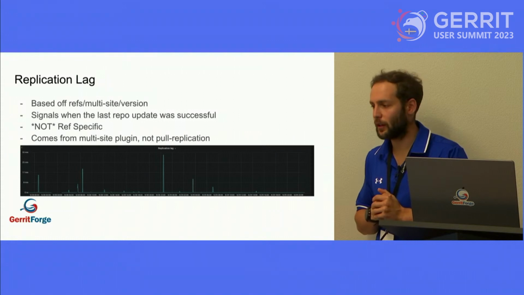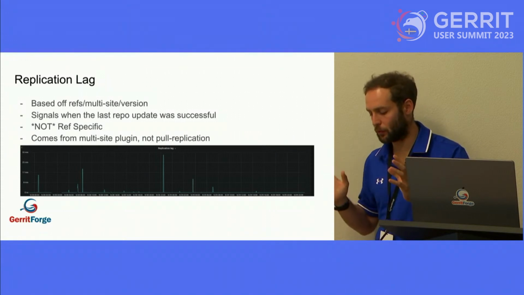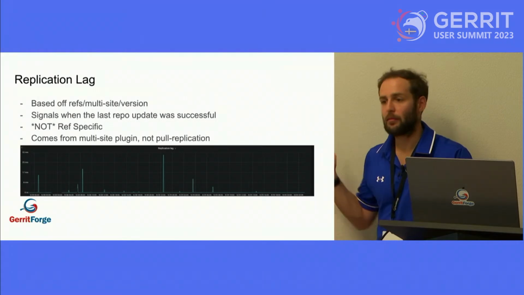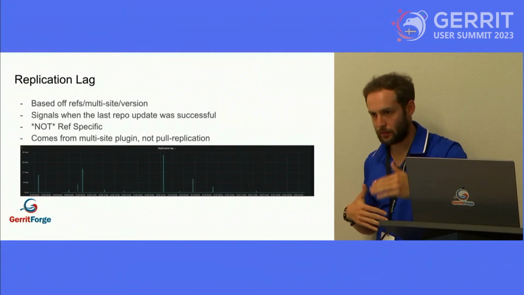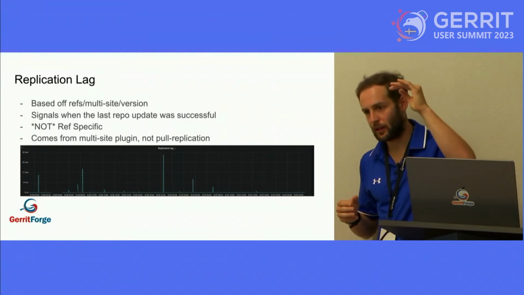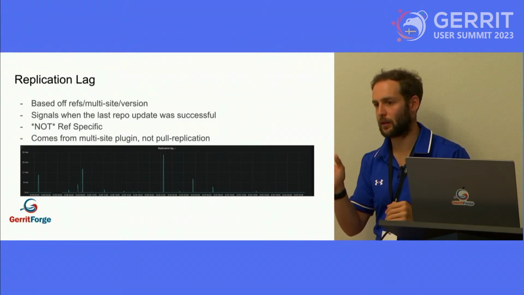So what this does is, as someone was explaining, ref multi-site version is the last time that the repo got updated. Every update to the repo updates the ref multi-site version with the latest timestamp. So what we do here is we calculate the difference from the timestamp that's currently written there and the current timestamp, and that is the lag. It doesn't really matter how tall the lag is here. The important thing is that it's small spikes.